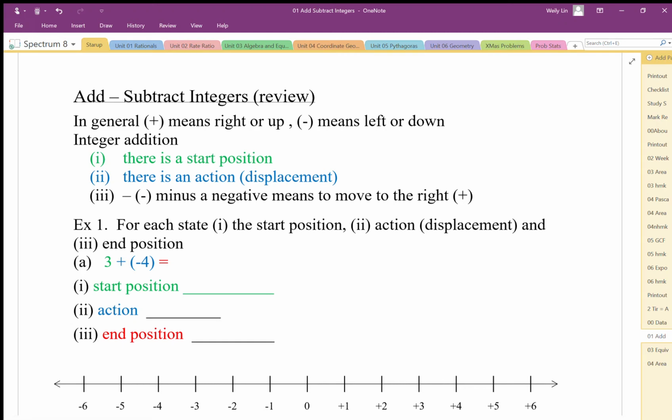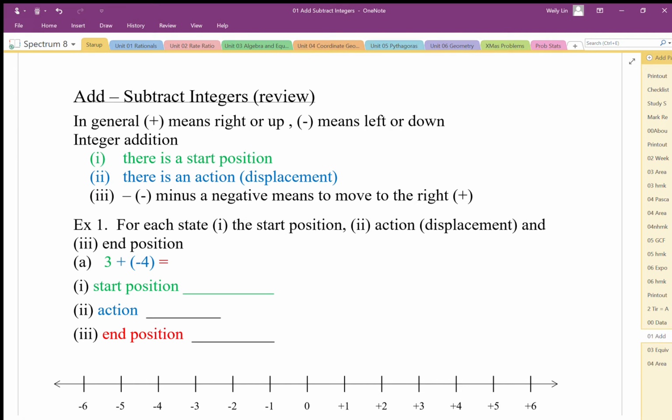When we think of integers, it's important to think of the model we use for integers. Integers are not just regular numbers, they're actually positions on a number line. So anytime we talk about an integer, we're talking about where it is located on the number line. There's a difference between where something's located and how it moves from that location.